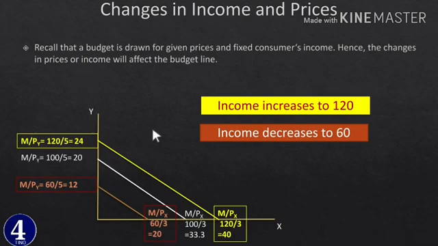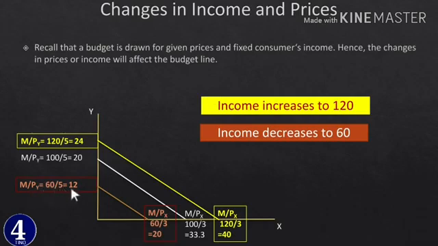If income decreases, the opposite happens. As you can see here, income has decreased to 60. Putting 60 in place of 100, 60 divided by 5 gives the same price of y, which is constant, and price of x is constant too, at 3. But income has changed: 60, 100 and 120 indicate that income has changed. We are now looking at the income change scenarios.